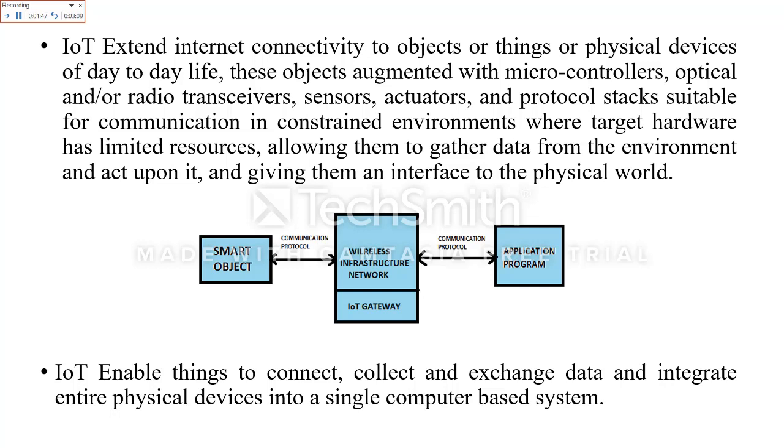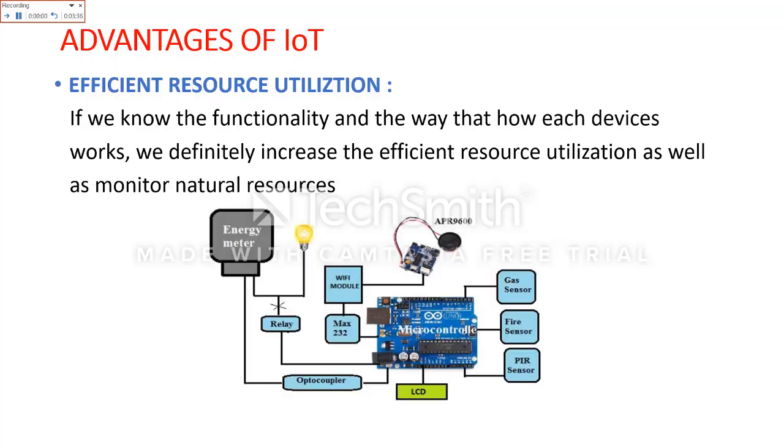And all the hardware components get assembled together, and they gather data from the environment and start acting on it. So IoT provides certain interfaces. Through these interfaces, you can communicate with the outside world, and a system can be designed. So IoT enables things to connect, collect, and exchange data and integrate physical devices into a single computer system.